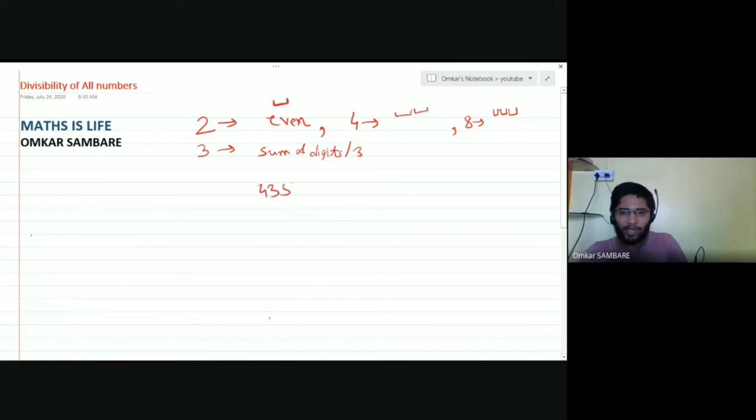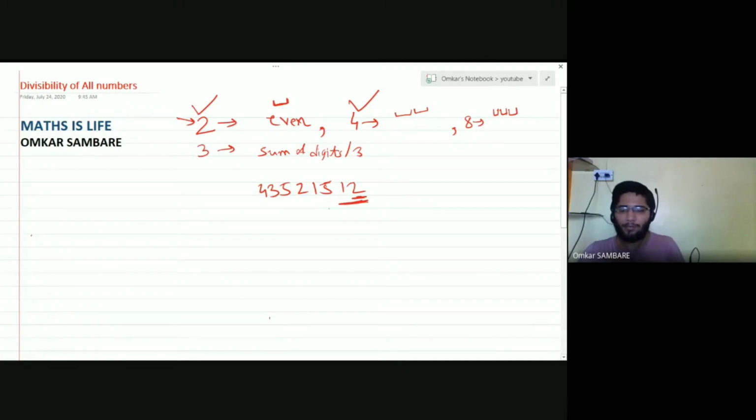Suppose the number is 435215112, and I have to check whether this number is divisible by which of these numbers: 2, 3, 4, 8. Then what I will do, I will take the last digit. If it is even, then it is divisible by 2. I will take now the last two digits. It is 12. The number created by the last two digits is 12, and 12 is divisible by 4. So the whole number is divisible by 4.